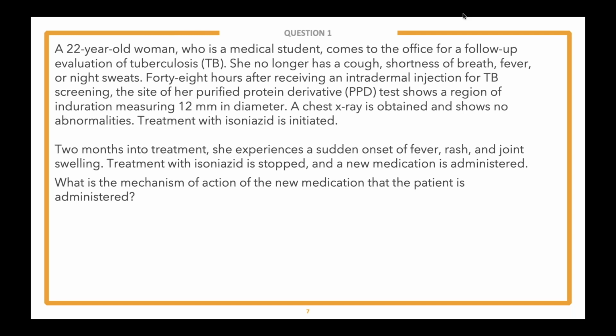Two months into treatment, she experiences a sudden onset of fever, rash, and joint swelling. Treatment with isoniazid is stopped, and a new medication is administered. What is the mechanism of action of the new medication that the patient is administered?